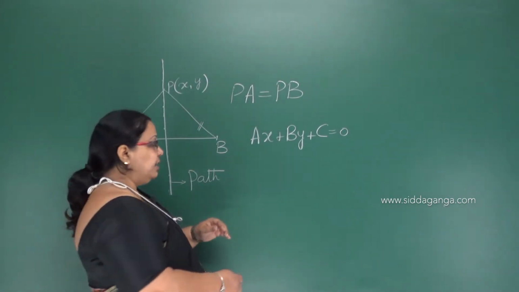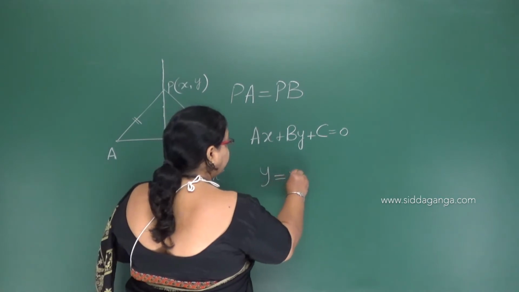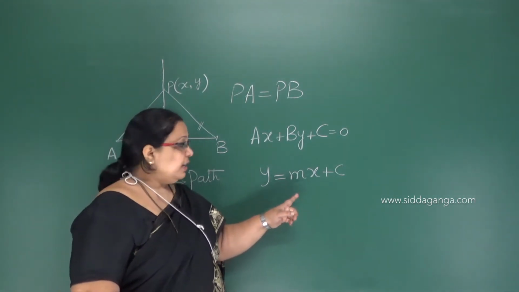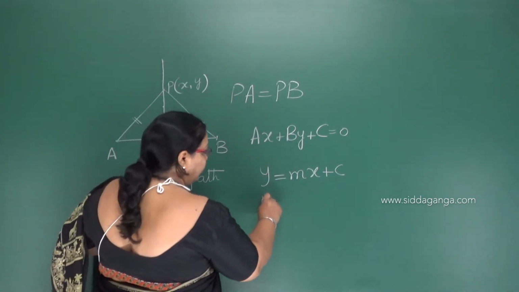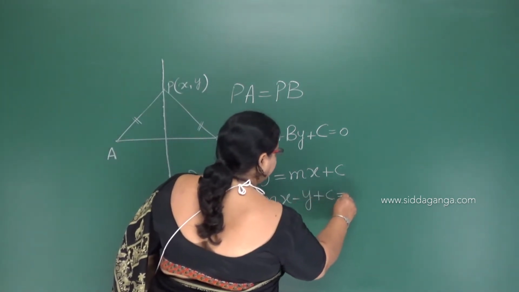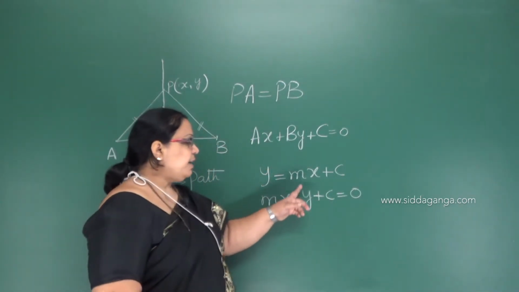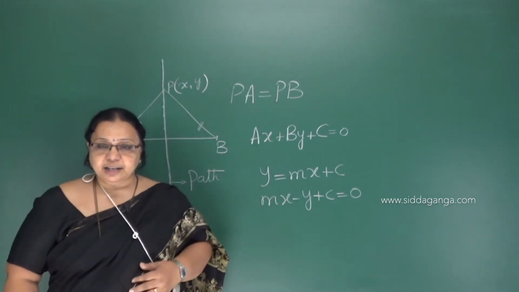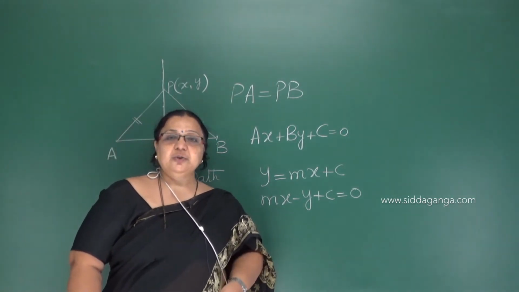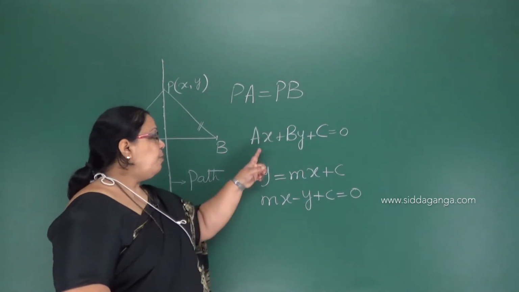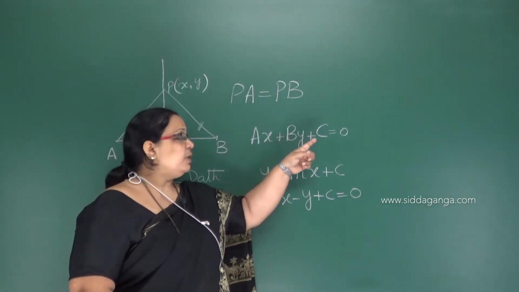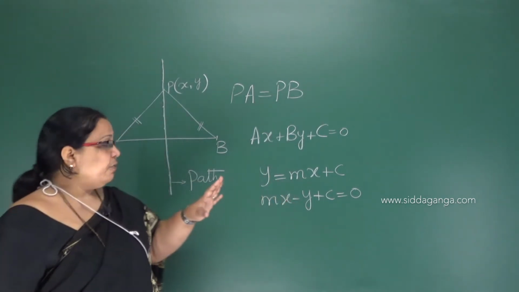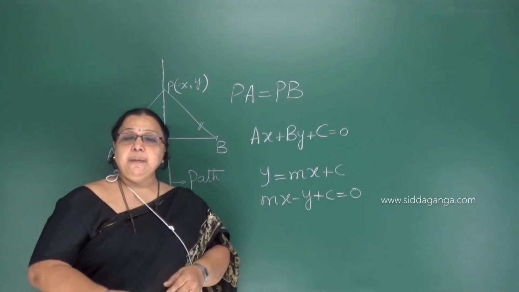Now you have already studied the straight line in 10th standard or 9th, that is y equal to mx plus c. Now this can be written in this form, that is mx minus y plus c equal to 0. See, it has come to the form ax plus by plus c equal to 0. So all the different forms of straight lines, after simplification, are written in the form of ax plus by plus c equal to 0. So that is the equation of a straight line in terms of the locus of a point.